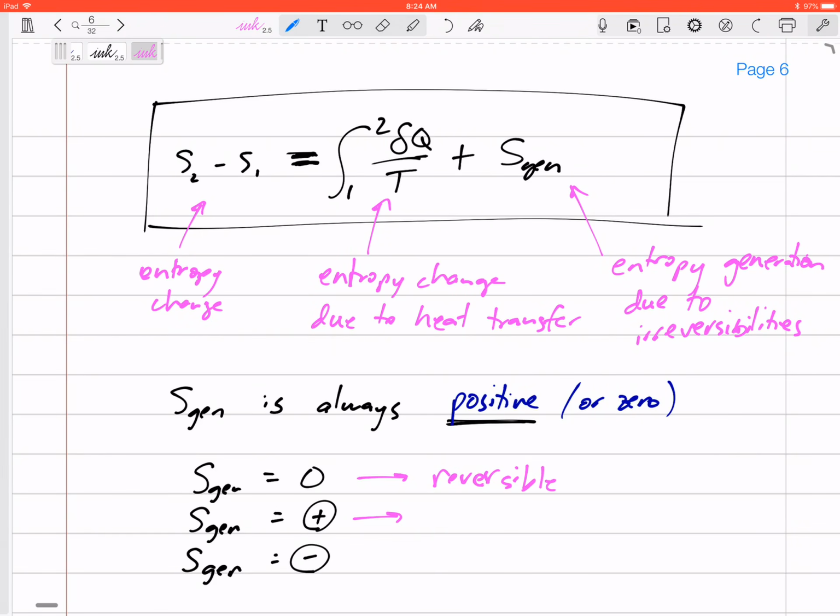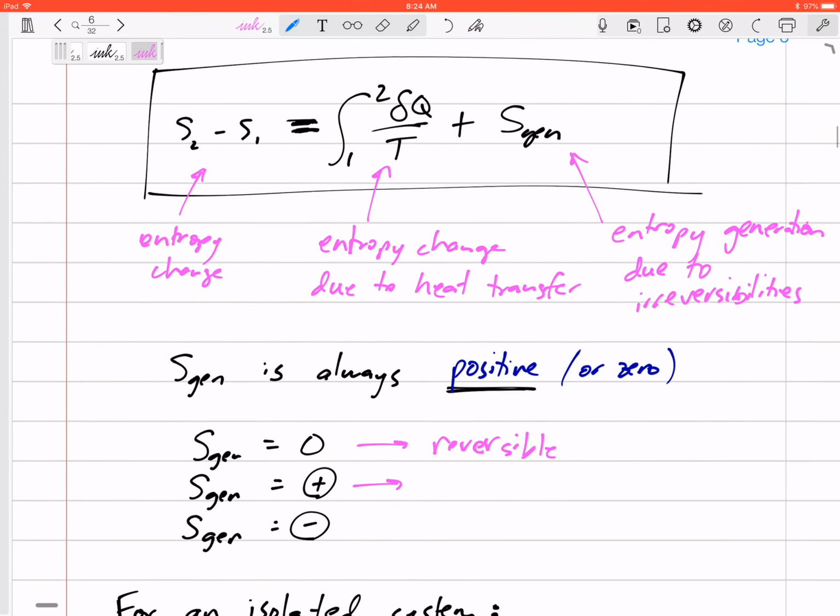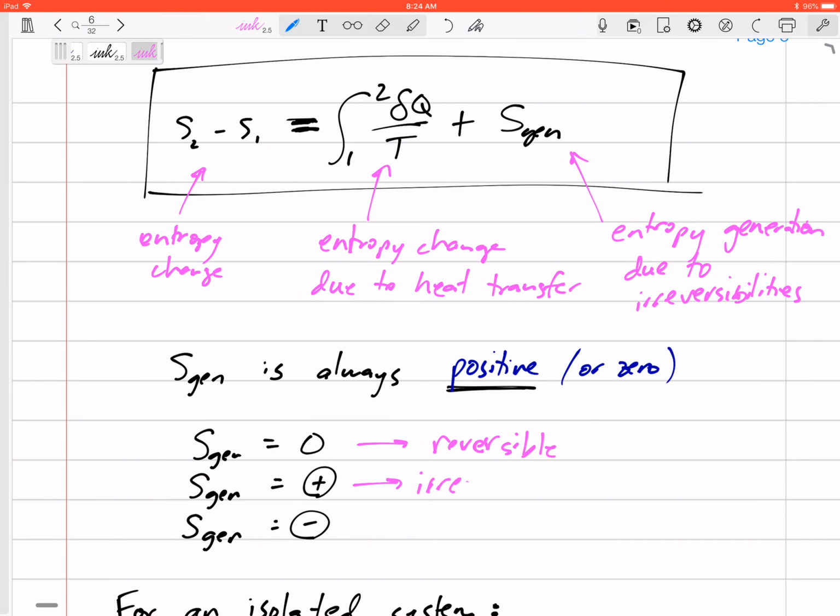Right? Doesn't that make sense? That if this process is reversible, that is 0. Our change in entropy is just the integral of delta Q over T. S-gen is positive if it is irreversible. And is S-gen ever 0? No, this is impossible. The entropy generation term is never negative. Sorry, S-gen is never negative.